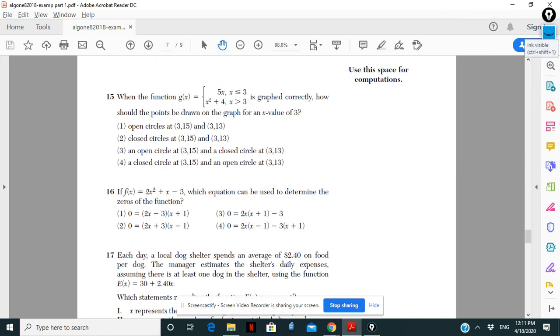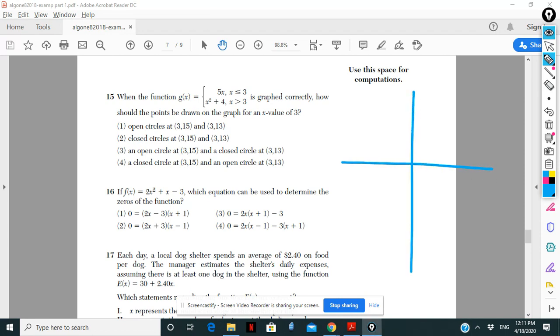Question number 15. When the function g(x) is 5x when x is less than or equal to 3, and x squared plus 4 when x is more than 3, is graphed correctly, how should the point be drawn on the graph? So let's say here is a graph and I have here the point 3. When it's less than 3, it's 5x. So the y value will be 3 times 5, which is 15, and when x was 2, it was 10. And I'm going to do it this way. It has to go through the origin.